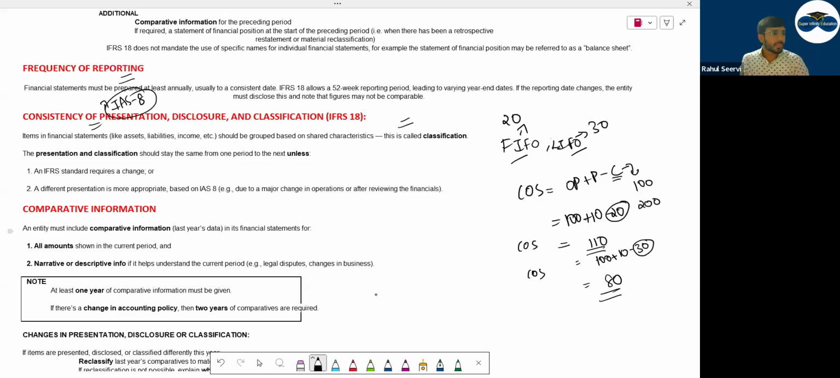Clear? Any doubts? Misbah, did you not understand? No, sir, I did not understand. Aarti, what about you? Okay, sir. Misbah, do you know the basic concept of LIFO, FIFO? What does FIFO mean? What does LIFO mean? No, sir. Okay, chalo, koi nahi.